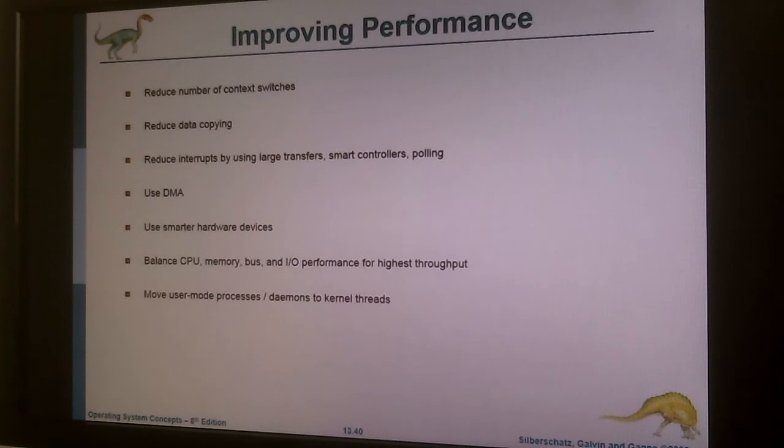All right, what do you do after putting a process into a waiting queue? You switch to another process. That is context switch. So if you reduce the number of context switches, that means you're saving a lot of CPU cycles.